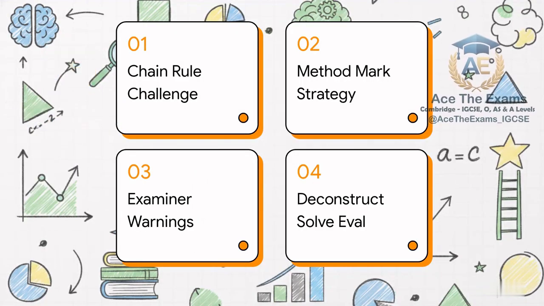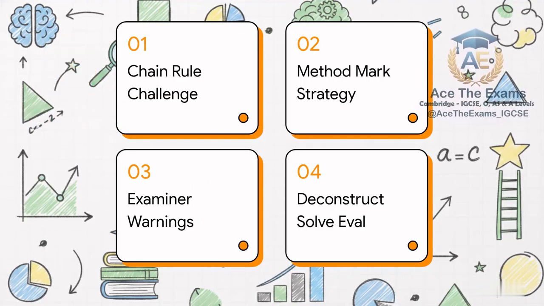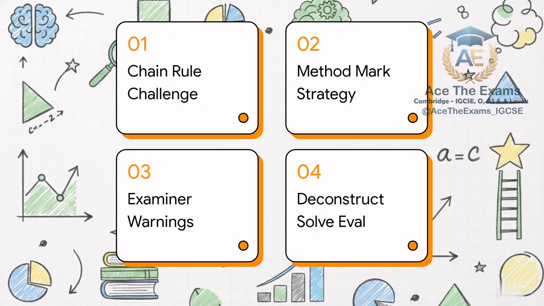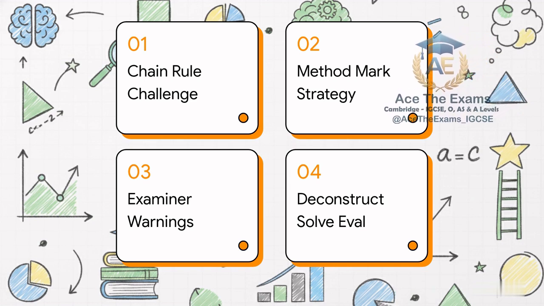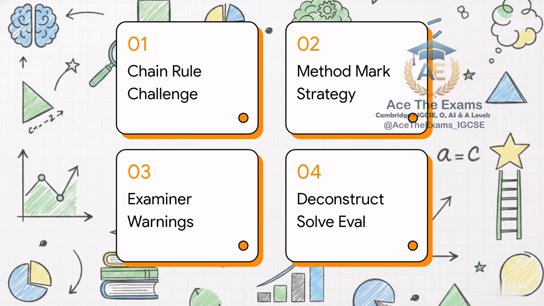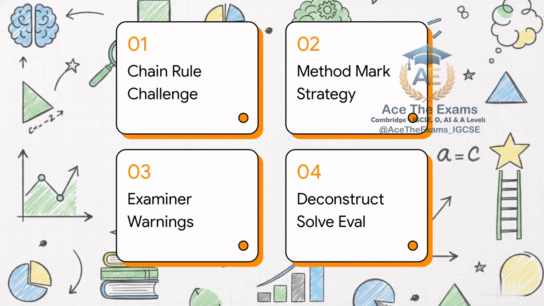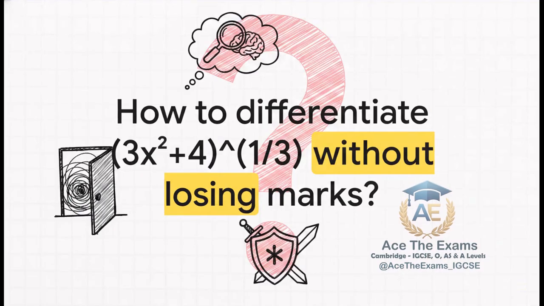Here is the syllabus and roadmap for our heist today. First up, the chain rule challenge. Second, the method mark strategy. Third, the top 3 examiner warnings straight from Cambridge. And finally, our bulletproof execution plan. Deconstruct, solve, evaluate. So here is the core challenge.